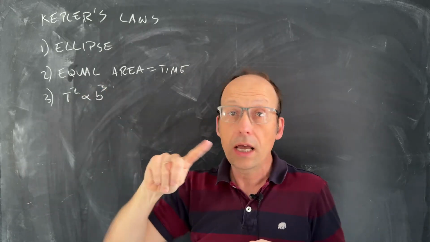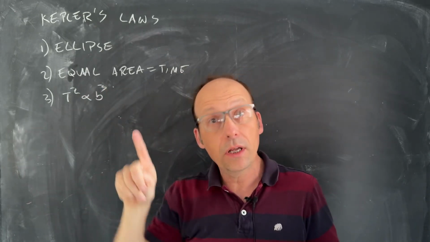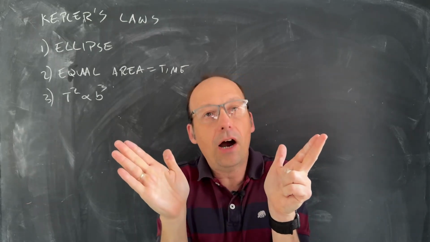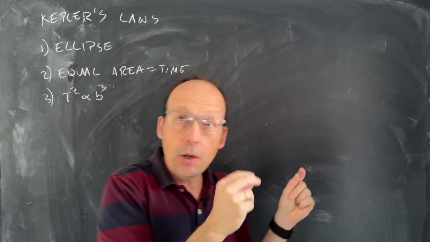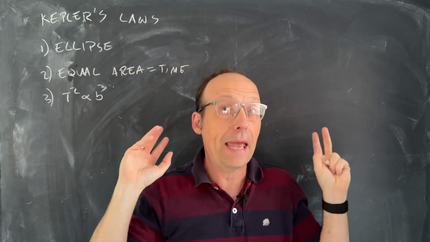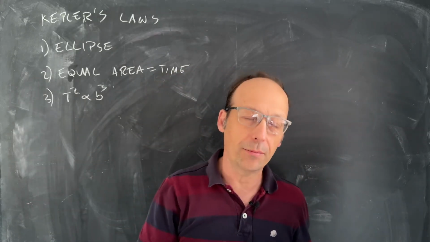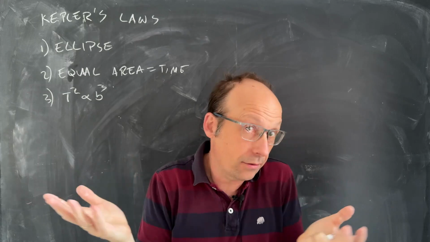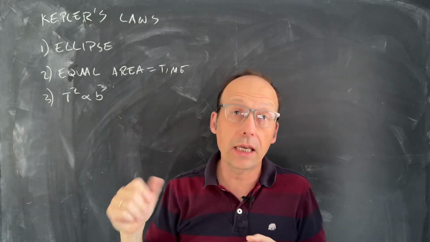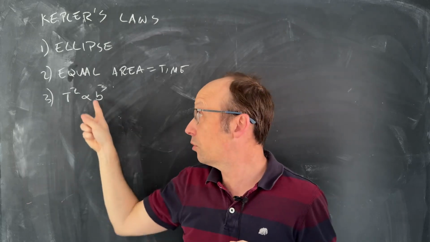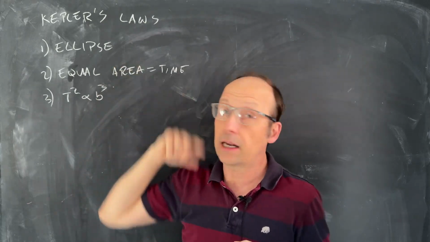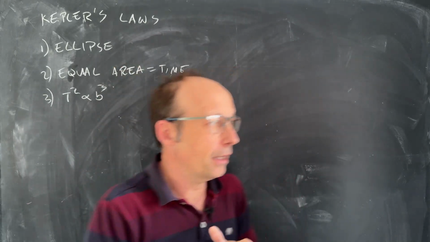Number two, as the planet moves around, and you calculate the area that it swept out in a certain amount of time, anywhere in the orbit it's going to sweep out the same area, so equal areas in equal times. That's kind of a weird one, but that's what he got. And then three, the orbital period squared is proportional to the semi-major axis of that ellipse. So we're going to do this in Python.